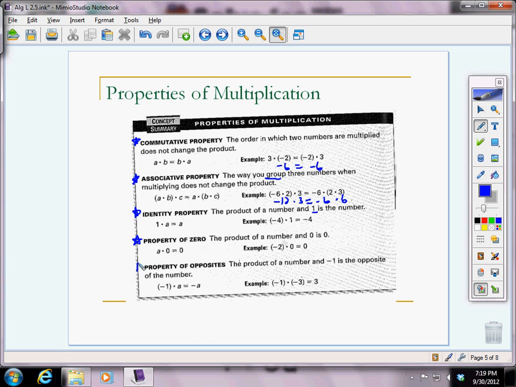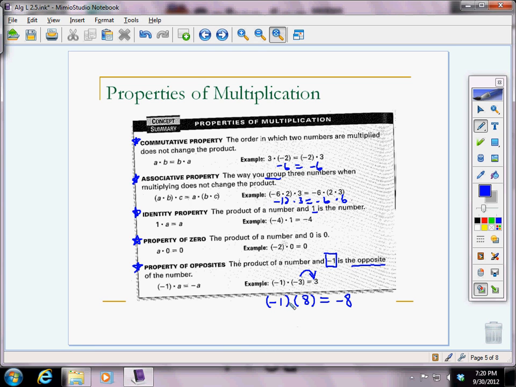And then our property of opposites. This one might be new to you. It says the product of a number and negative 1 is the opposite of the number. So if you take negative 1 and multiply it by any number, you get the opposite of that number. For example, negative 1 times negative 3 equals 3. The opposite of negative 3 is 3. If you take negative 1 and multiply it by 8, you get the opposite of 8, negative 8. Kind of common sense, but there is a property that we can always get the opposite just by multiplying by negative 1.